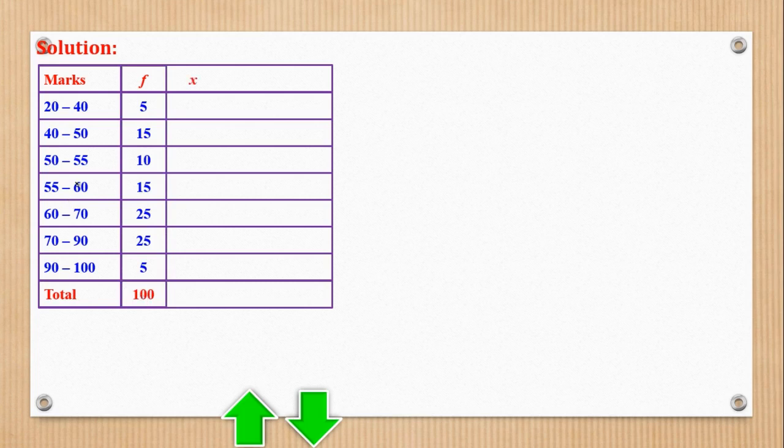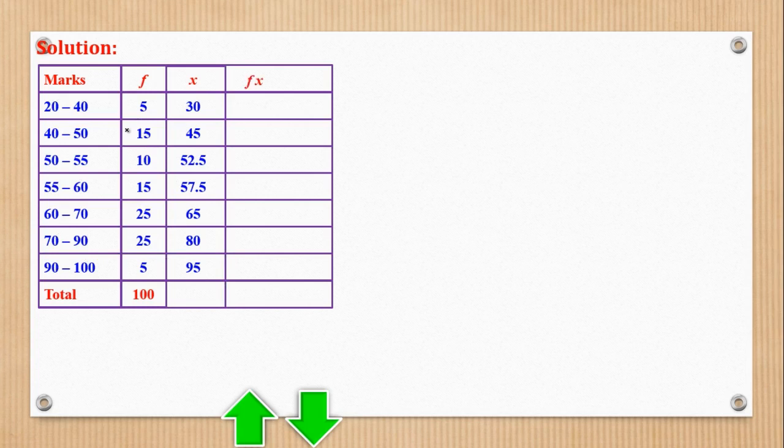Then next will be getting the values of x. X is the midpoint, so this plus this divided by 2, you come up with this. This plus this divided by 2, and so on for each class. Okay, so those are the values of x.